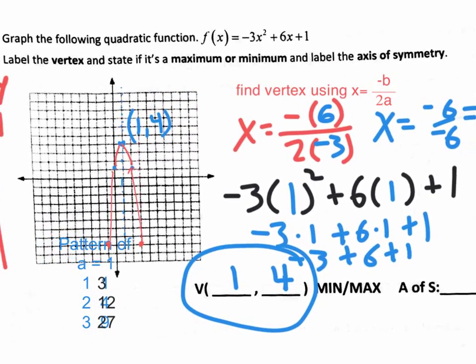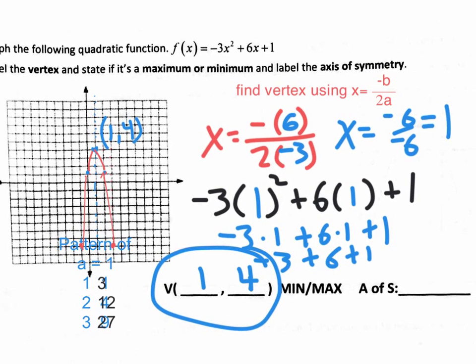What else did we need to state right here? It's a minimum or maximum? Max, and the axis of symmetry is x equals 1.